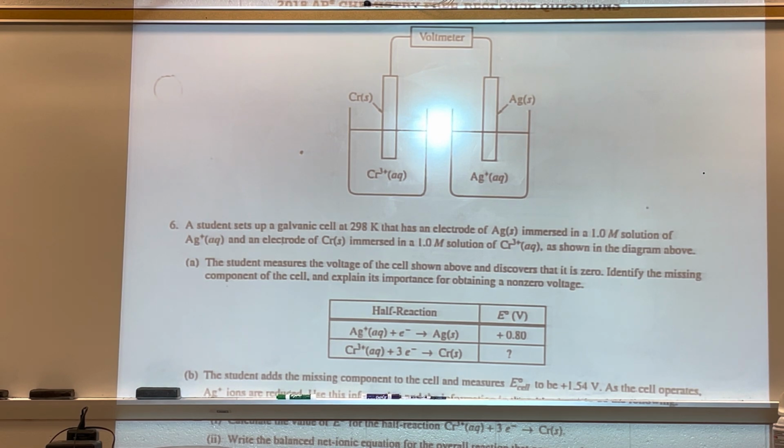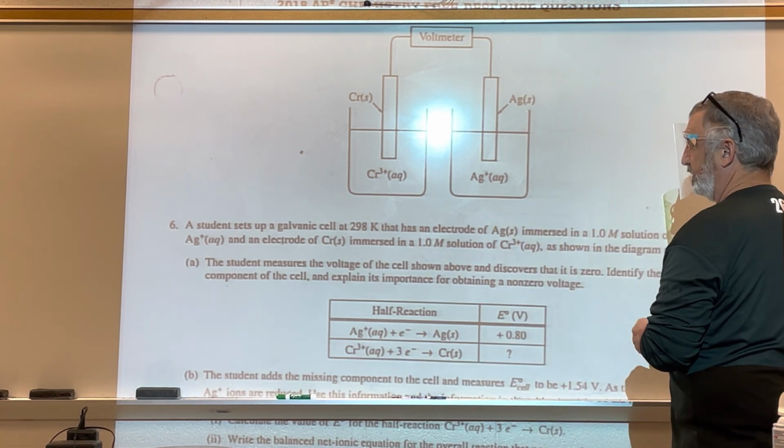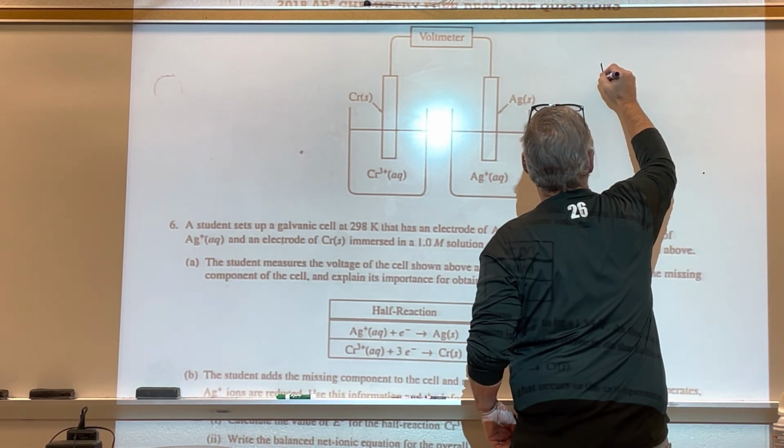The student adds the missing component to the cell and measures E cell to be 1.54. As the cell operates, Ag plus ions are reduced. Use this information in the table above to calculate E for the half reaction of chromium plus 3 electrons. Okay, how do we do that? It's an equation. What equation? 0.8 minus x equals 1.54.